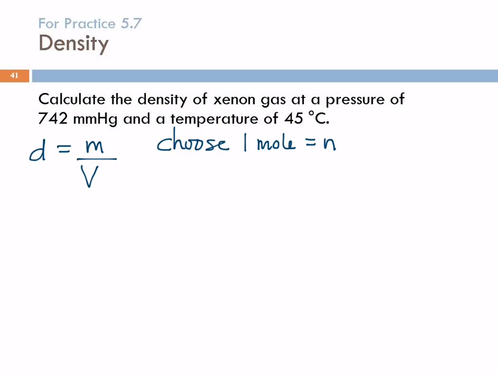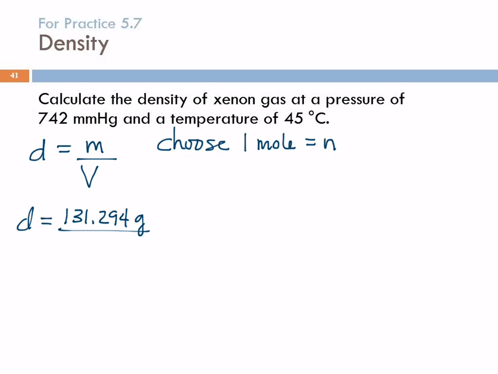So I'm choosing 1 mole, so n is going to be 1 mole. What's the mass of 1 mole of xenon gas? It's on the periodic table, 131.29. So the mass is 131.29 grams. Now I need to figure out the volume. Can I find the volume of 1 mole of gas at this temperature and pressure? Sure. Well, it's not 22.4. 22.4 only works at STP. If it's at STP, everything gets much easier.